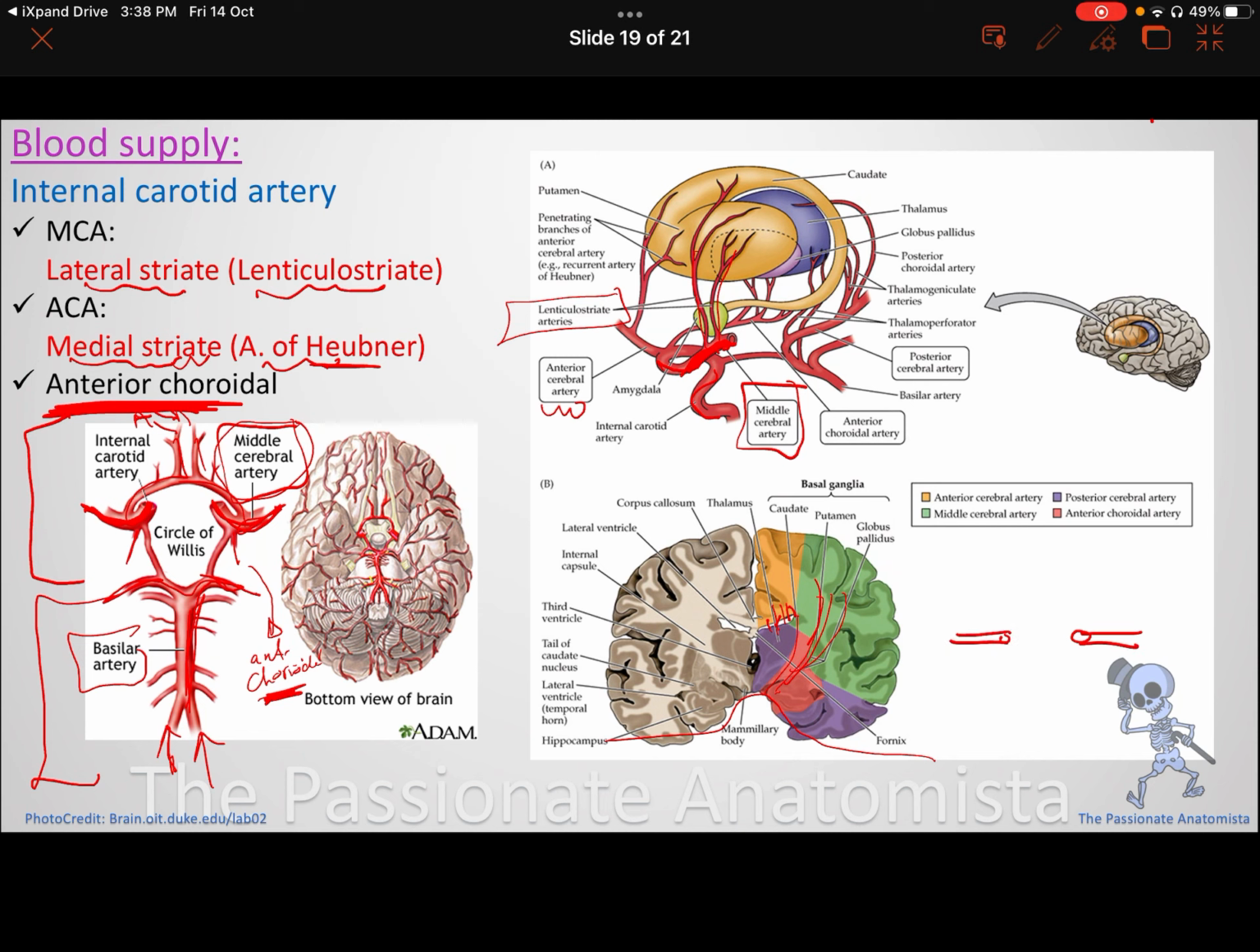Internal carotid was coming from down, so it will give you middle cerebral artery, and then it will give you anterior cerebral arteries. From the anterior, you will get medial striate, small contribution, and from the middle, you will have the lenticular striate or lateral striate, and also from the internal carotid, you have the anterior choroidal. So these are the branches that you have in the deep structures of the basal ganglia blood supply.